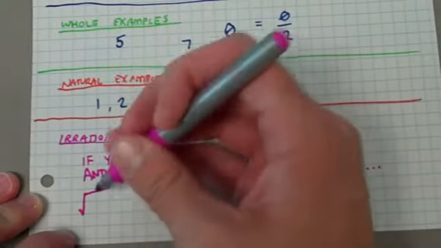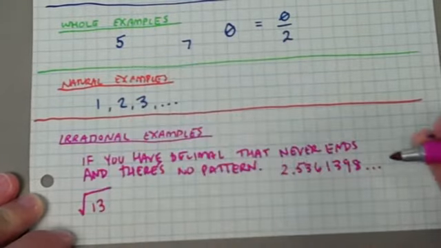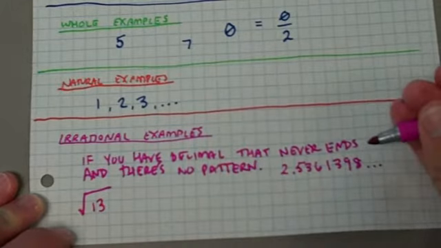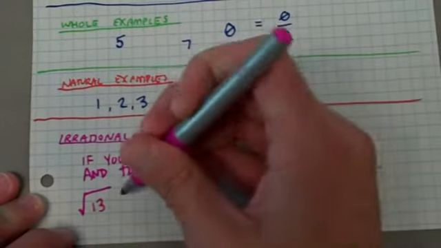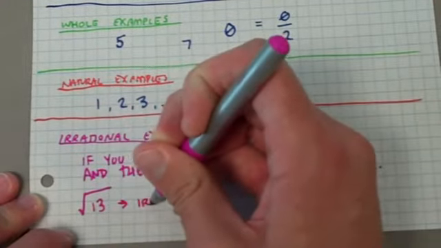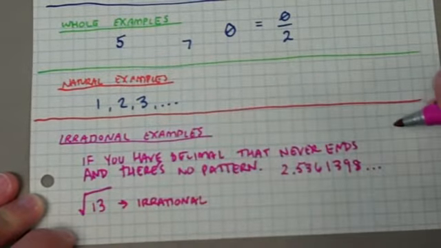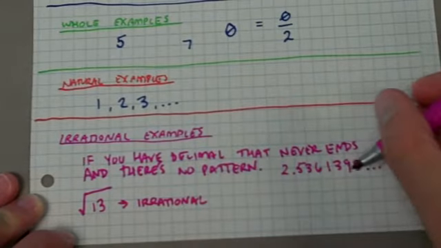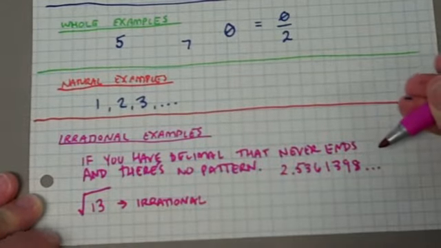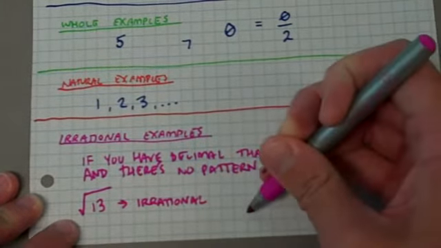So if I take the square root of a weird number, let's say like 13, do you know what that is off the top of your head? Ooh, well then that means it's an irrational number. If you actually type it in a calculator, it'll give you a decimal that goes on forever with no repeatable pattern. So it's irrational.